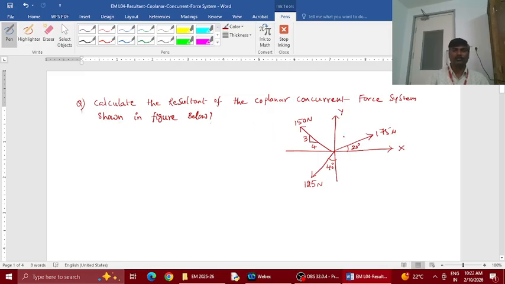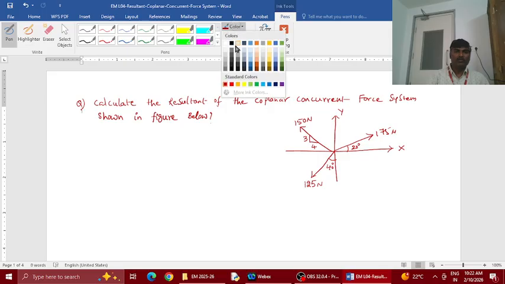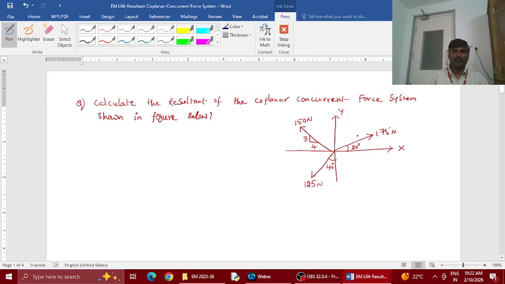If you observe here, there is 175 Newton given at 20 degrees with respect to the x-axis. Then 150 Newton is given with a slope of 3 vertical, 4 horizontal. Then there is another force, 125 Newtons, at 40 degrees with respect to vertical. So how do you solve this question? First, you resolve the given forces into rectangular components.